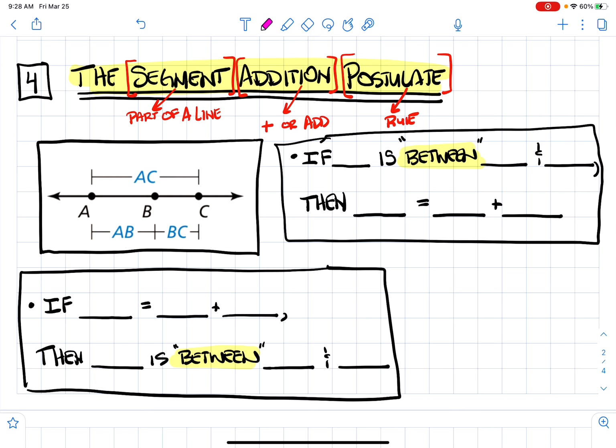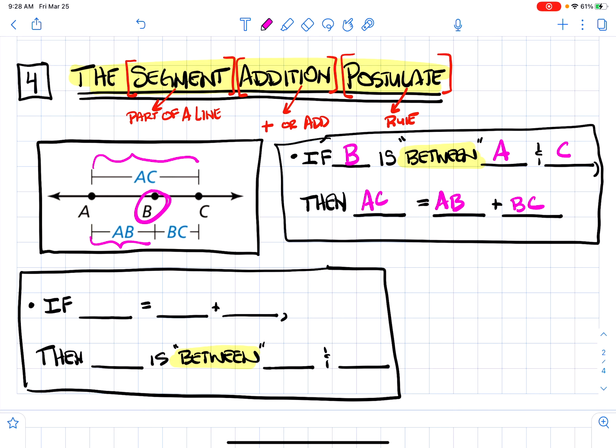So let's fill in the blanks here. It says if blank is between A and C. So if B, this point right here, is between A and C, then it must be true that the total distance A to C, the total distance from A all the way to C, is equal to the sum of its parts. So it's going to be A to B, that's this guy here, plus B to C. And that's what that means. So if B is between A and C, then the total length of AC is nothing more than the sum of the individual parts, AB and BC.